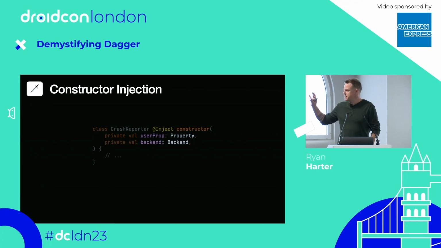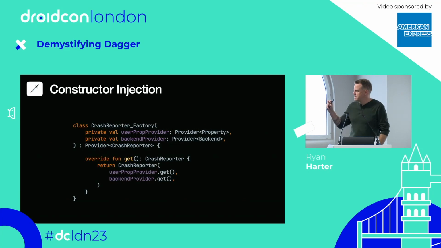The fact that this is Kotlin and these happen to also be properties is irrelevant here. What Dagger cares about is the fact that these are constructor arguments. And specifically what Dagger is going to look at in this case is the type of these arguments. So now that we've updated our crash reporter to have the Inject annotation, we have the Dagger annotation processor in our build file. When we compile this, Dagger is going to generate something like this.